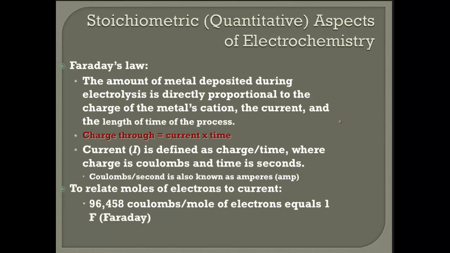If we take Faraday's law, the amount of metal deposited during the electrolysis is directly proportional to the charge of the metal's cation, the current, and the length of time of the process, because charge is equal to current times time, where current is defined as the charge per time. The charge is in coulombs, and the time is in seconds. Coulombs per second is also known as amperes. To relate the moles of electrons to the current, we use Faraday's constant, which is 96,458 coulombs per mole.